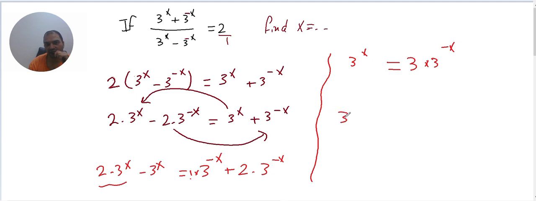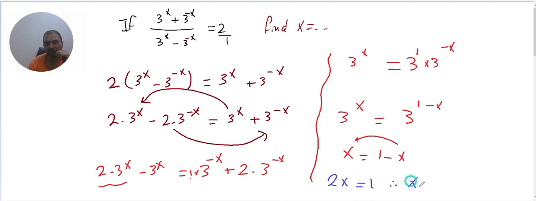You can write 3^x equivalent to 3 to the power, we have the same bases, so you can collect powers. The result will be 1 minus x. The two bases are equivalent, so the powers are the same. Then x is equivalent to 1 minus x. You can move terms here to find the answer for x. x plus x equals 2x, then 2x is equivalent to 1. Then the value of x will be 1 over 2. So you can write here half.